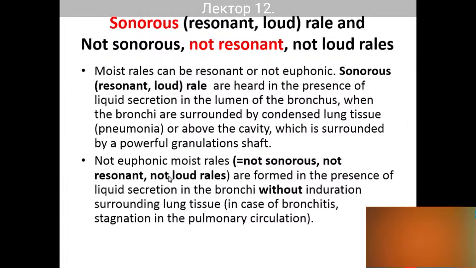Next type, non-euphonic moist rales, which are called non-sonorous, non-resonant, non-loud rales. They are formed in the presence of liquid secretion in bronchi without induration of surrounding lung tissue. In case of bronchitis, stagnation in pulmonary circulation.